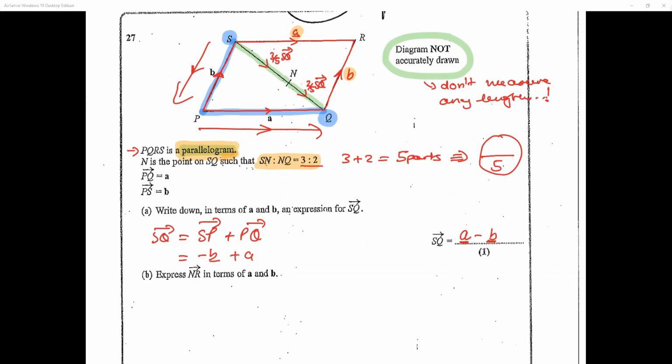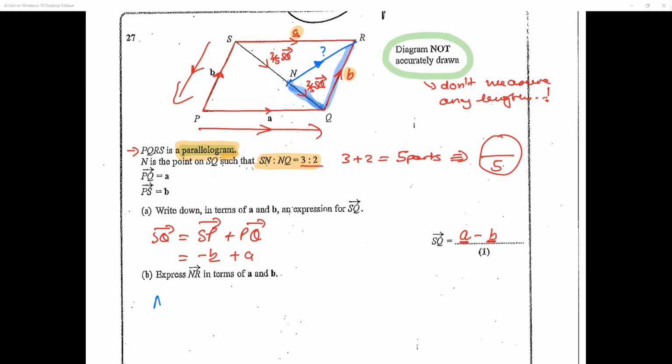The next part says express NR in terms of a and b. What I'm going to do now, give me a second, I'm just going to get rid of the blue highlight. I need to use the blue again for the next question. Okay, express N to R. They want us to work out this vector here, which we don't know. So which route do you want me to go on? N to Q, and then Q to R. Okay, lovely. Let's write that down.